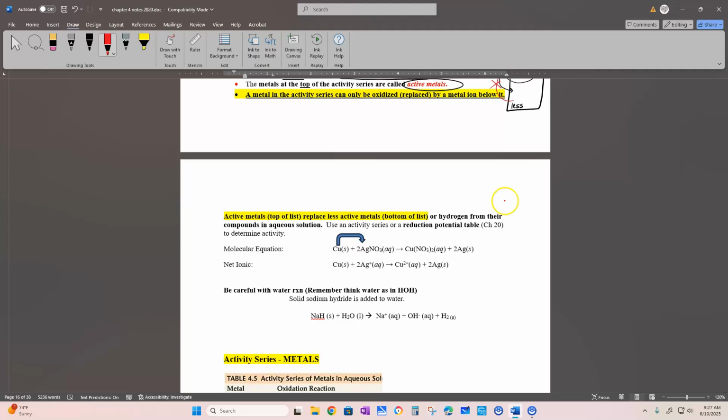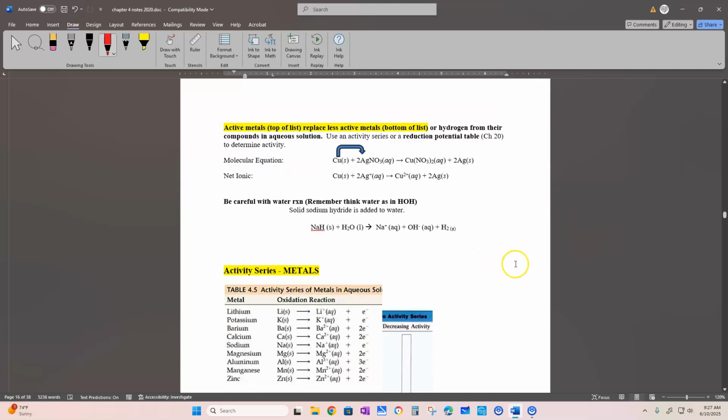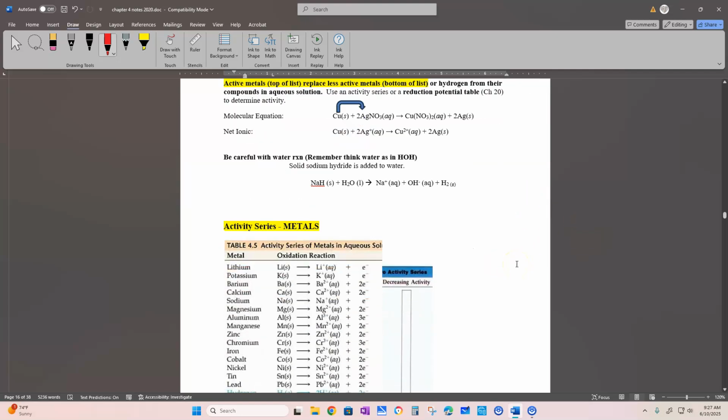So, a sample example of this. Active metals are on top of the list. Well, let's look at this list. So the activity series is right here. And yes, you will get this activity series. Elements on top, these are very reactive. And the reason why is because look at what elements we're talking about. Group 1, Group 2, Group 1, 2, 3. Most of the periodic table on the left side, these are very reactive metals.